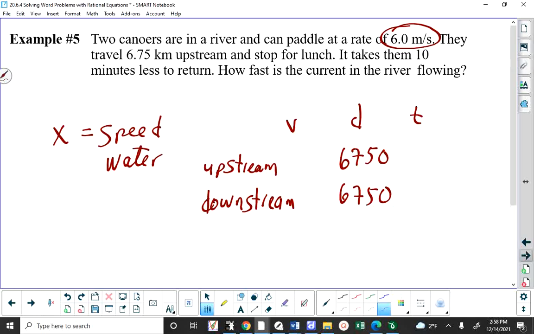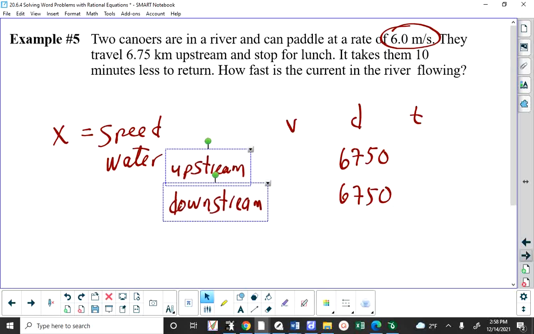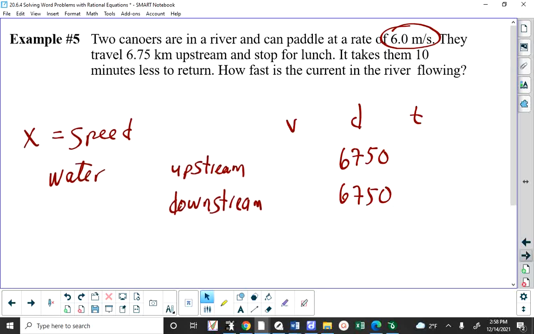I didn't leave myself room here to put in the speeds. What does the question say? How fast is the current flowing? So we need to know what x is. But what I am going to do is for upstream, I'm going to write 6 minus x. This question is a little bit different than the train question. If I can paddle at 6 meters per second, when I go upstream, I'm losing some speed because the water is always pushing me backwards. But my speed downstream would be 6 plus x.